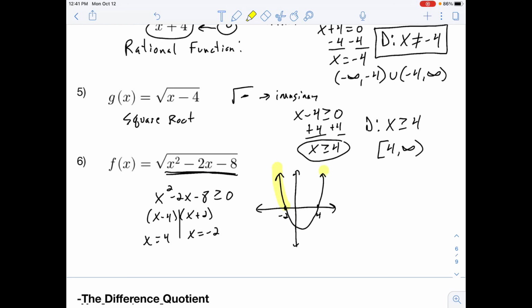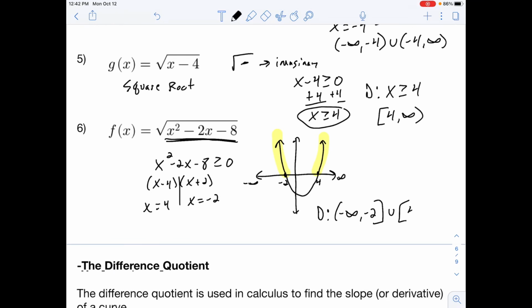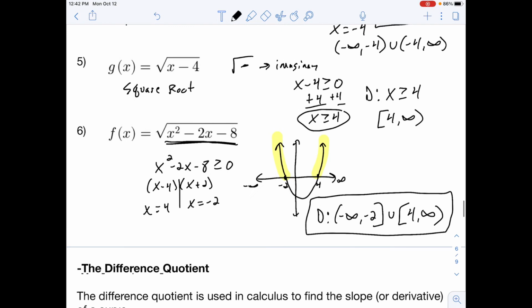Well, that's where the graph is above or on the x-axis. Above or on the x-axis, which is what I have highlighted. So we want this interval, that's -infinity, that's +infinity. So we want from -infinity to -2, and then we want from 4 to infinity. That's where it's positive, which will then make this, when we simplify it, a real number. So then the domain for this square root function here is simply where the graph is above or on the x-axis. So the domain for this is going to be negative infinity to negative 2 bracket, because we're including the negative 2, union bracket 4 to infinity. And that is the domain for number 6.